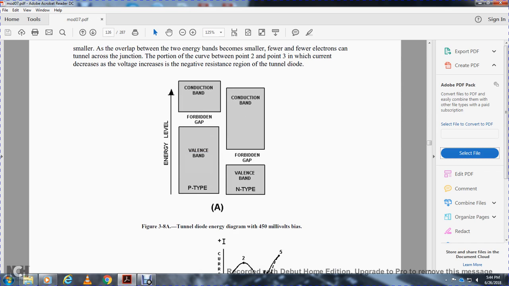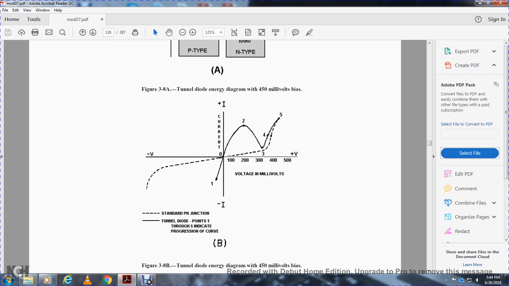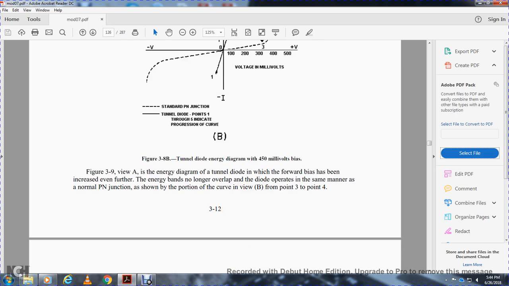Figure 3-8A shows the tunnel diode energy diagram at 550 millivolts, with the conduction band, valence band, and forbidden gap. View 3-8B shows the tunnel diode energy diagram at 450 millivolts, with the standard positive-negative junction curve. Points 1 through 5 indicate the progression of the curve. Figure 3-9 view A shows the energy diagram of the tunnel diode with the forward bias then increased even further, so the energy bands no longer overlap.